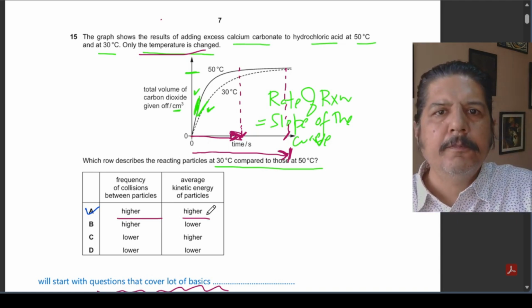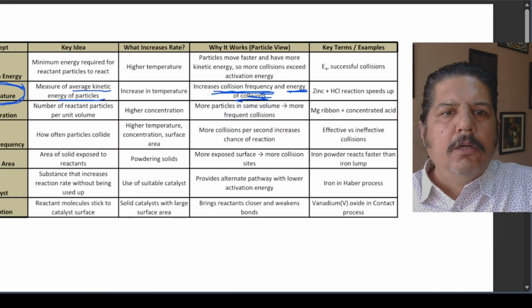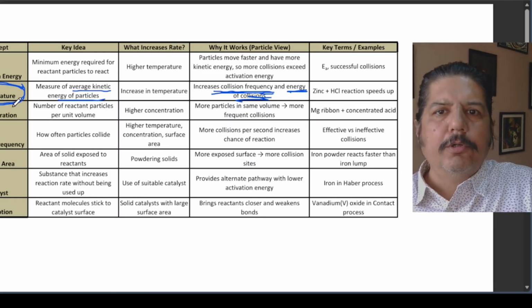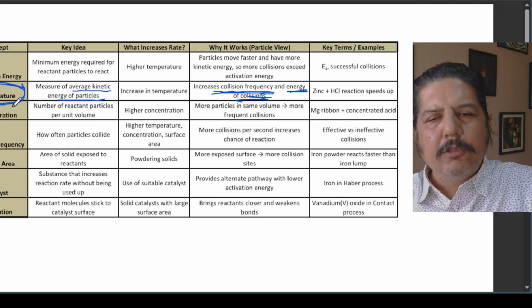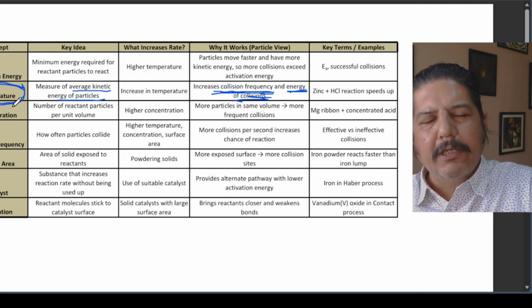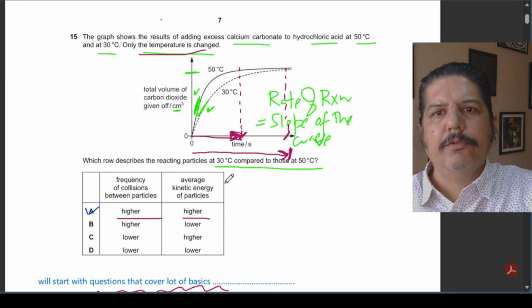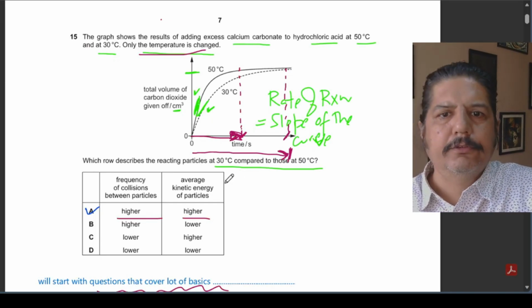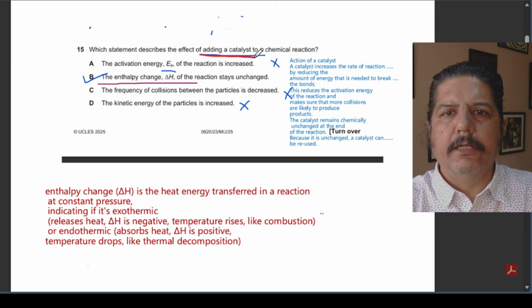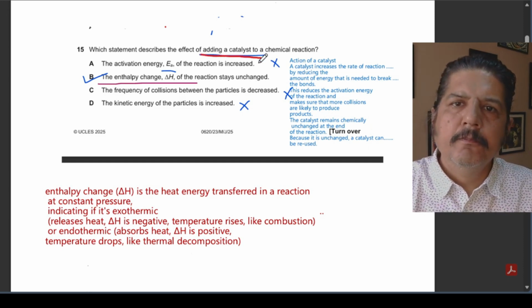Hope this is making sense. Because, as I have told you earlier, we need to use exact words when we are answering the questions. Though this is an MCQ, in theory questions you'll have to use the exact words. It's the effect of adding a catalyst to a chemical reaction.